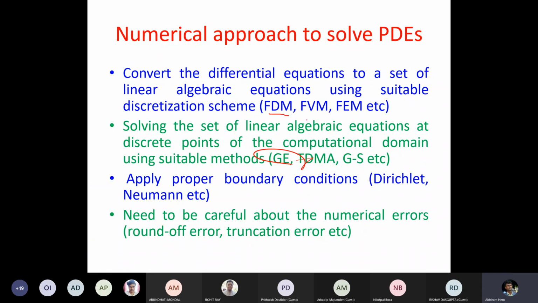So the finite difference method, then the finite volume method, and the finite element method. After getting the algebraic set of equations, we need to adopt Gauss elimination, the Thomas algorithm, or Gauss-Seidel. There are so many methods. Then we need to apply the boundary conditions, and we need to be careful about numerical errors. So these 4 steps are there.